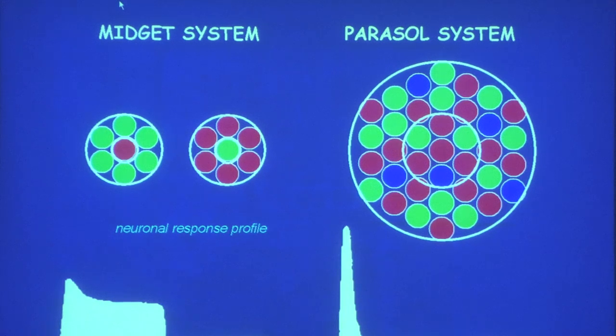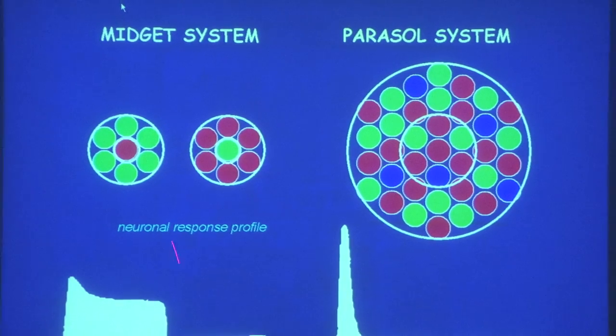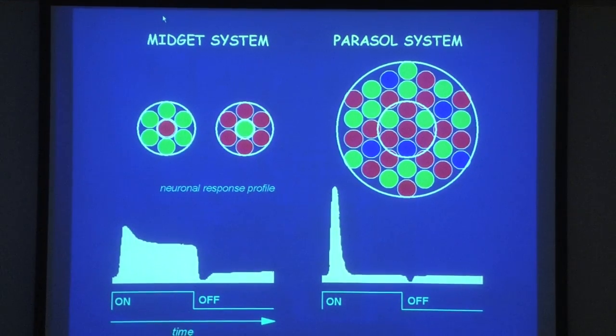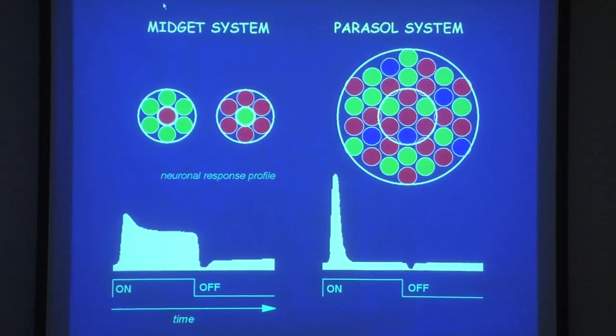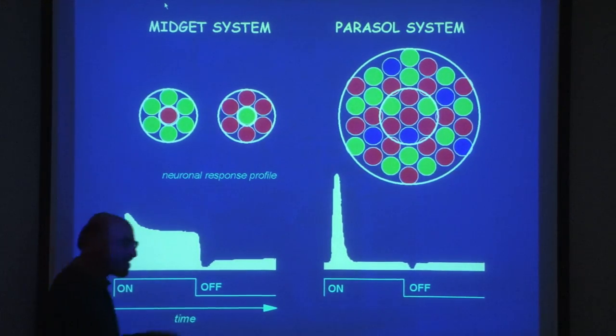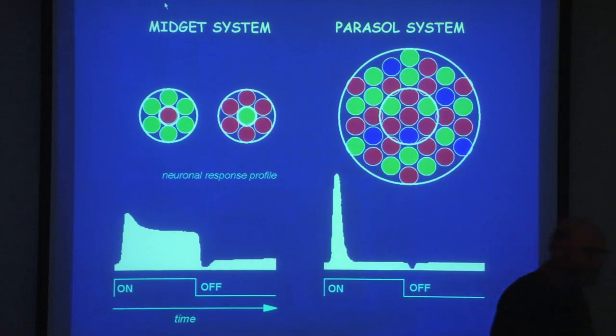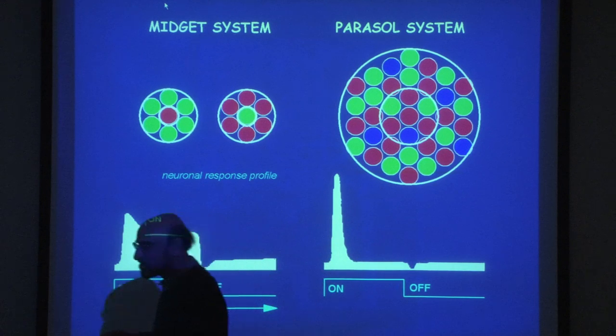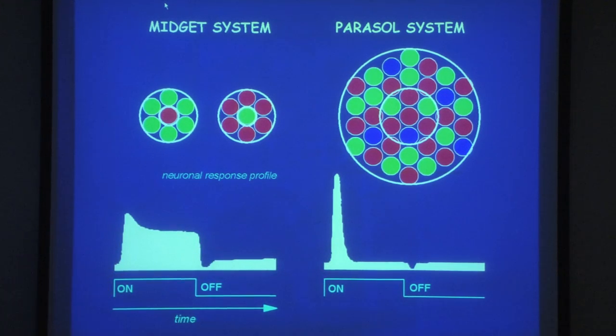All right, now the other interesting thing about this system, which makes you speculate as to why we have them, and we'll elaborate on that, is that the midget system, when you shine a small spot in the center of the receptive field, gives you a fairly sustained response for the brief time that it was on, maybe a second or two. But the parasol system gives you only a burst, instead of a sustained response. So think about that: why would we have two systems which are not only different in size, but also different in the profile of their responses? Once you have this question in your mind, you'll be eager to find out when we talk about that time after next.